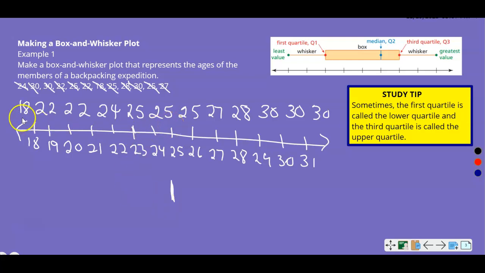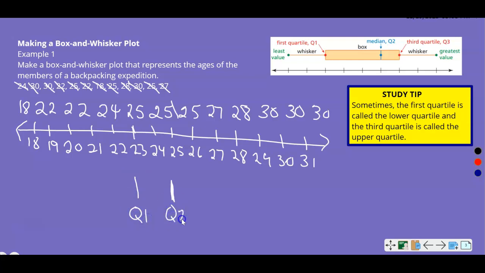So, 1, 2, 3, 4, 5, 6. 1, 2, 3, 4, 5, 6. So the middle of here would be between 22 and 24. And what comes between 22 and 24 is 23. So this is going to be our Q1.